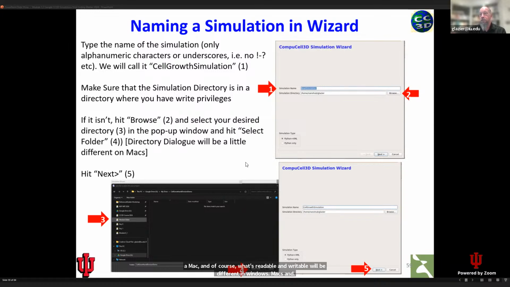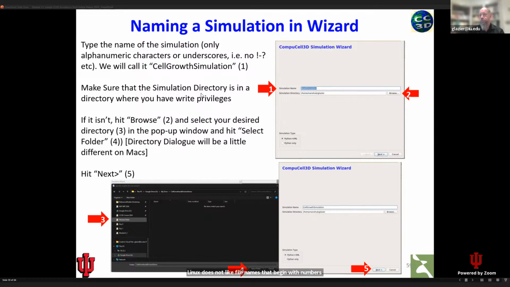And again, some names are allowable in Windows that are not allowable in Macs and Linux, which is why I would advise you don't ever put spaces or special characters in your names. No dots, no question marks. We had one person last year who really liked to begin their file names with numbers. Linux does not like file names that begin with numbers.